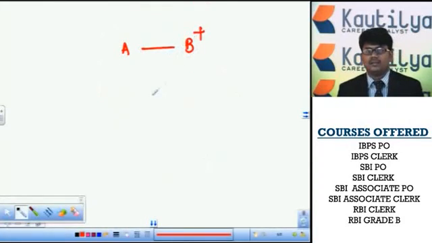Here person B is clearly male, and for A we don't know the gender, whether male or female. The representation of the relationship between A and B is a horizontal line. That means both are siblings. A is a sibling of B, and B is clearly a brother of A.